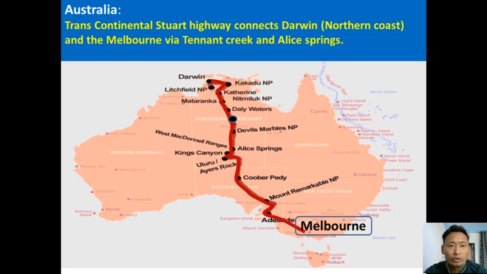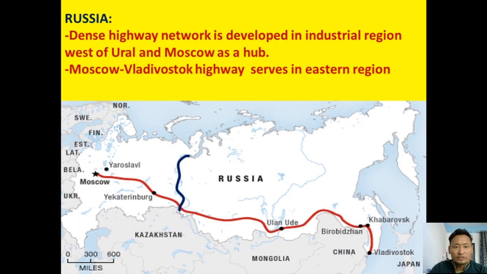Next, the highway that we are going to learn is from Australia. In Australia, we have one important highway, called the Trans-continental Highway. This highway connects Darwin in the north and Melbourne in the south. These are some of the intermediate stations between these two terminal stations. Terminal stations means Darwin and Melbourne are the end stations. In our textbook, they have mentioned Tennant Creek and Alice Springs. Tennant Creek is here, one important city or station, and Alice Springs is another important intermediate station. So this is about the Trans-continental Highway in Australia.